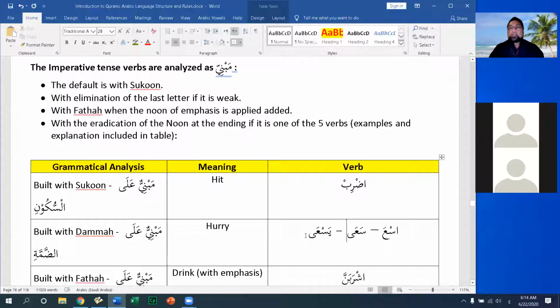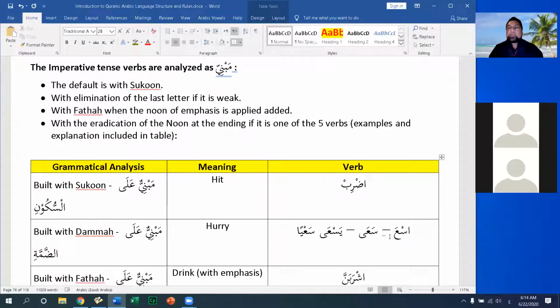When we do the masdar, we would know it's originally a ya because we would return it back to a ya. It would be sa'ya, sa'yun, or sa'yan, as being the masdar. Sa'a, sa'yan. That's one of the ways to tell what the original letter is. When we do the command, we drop this alif. The alif is dropped.